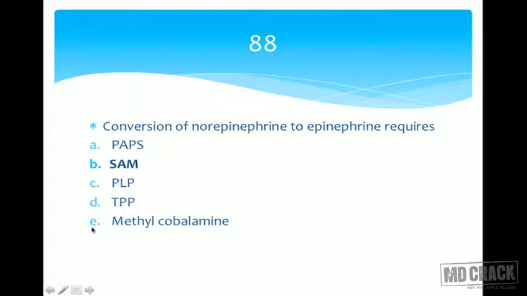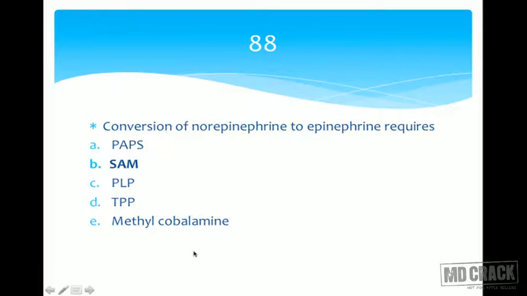Pyridoxal phosphate, vitamin B6, is not involved in this reaction, but further before that, before noradrenaline was synthesized, dopa to dopamine, PLP is required. TPP is thiamine pyrophosphate. Thiamine pyrophosphate is mainly involved in carbohydrate metabolism and not in amino acid metabolism. In amino acid metabolism, it is involved only in branched chain amino acid metabolism. In the rest of the places, there are only 4 reactions within the body where TPP is involved: pyruvate dehydrogenase, alpha ketoglutarate dehydrogenase, transketolase, and the branched chain amino acids.